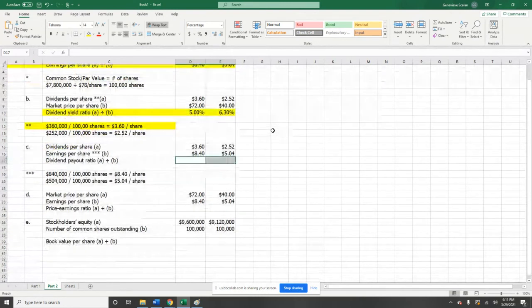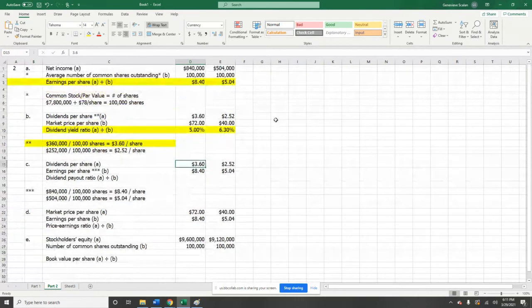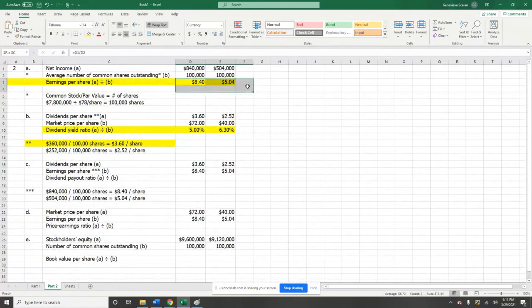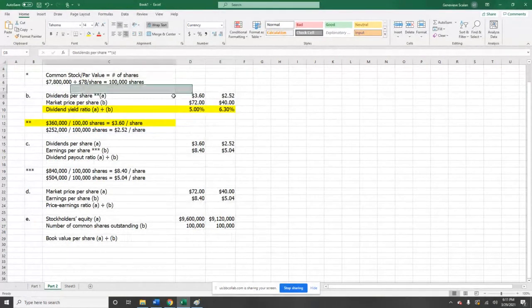So the next thing is dividend payout ratio, right? That's simply what part of the earnings per share gets paid out as dividends. We already calculated earnings per share up here, 840 and 504. We've just calculated dividends per share. So now we just take those numbers and use those. Dividend payout ratio is dividends per share divided by earnings per share.